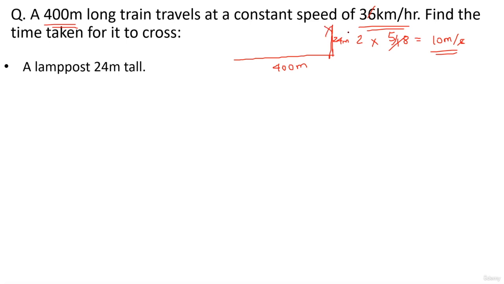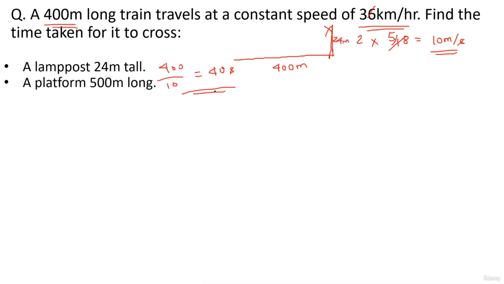But you have to understand that in this case, if the train is starting here, let's say, to cross the lamppost completely, the train will have to travel its own length, right? So in this case, the distance covered by the train will be 400 meters with its own speed of 10 meters per second. How much time will you take? 400 divided by 10. The answer is 40 seconds. 40 seconds is the answer.